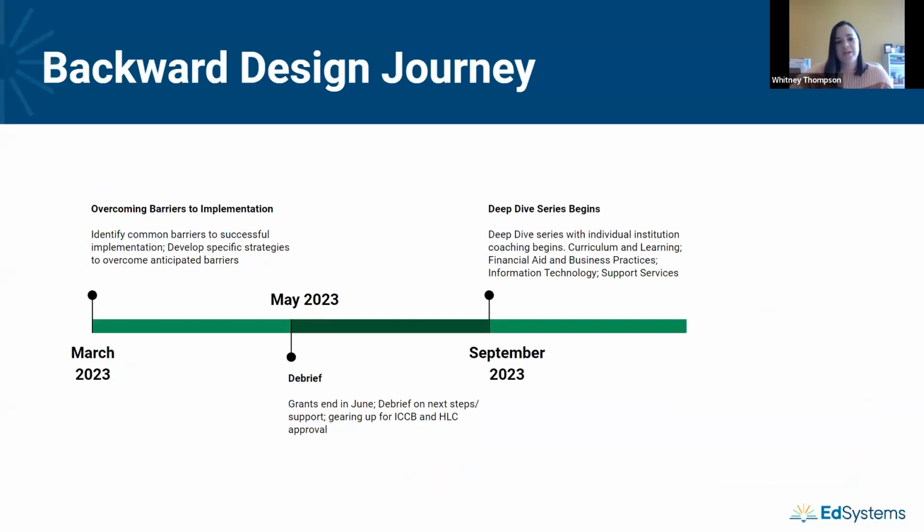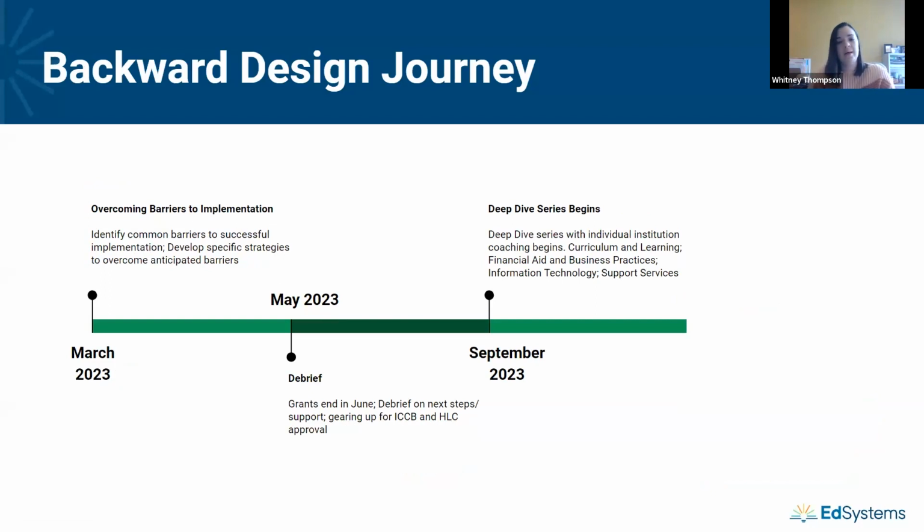And so when we ended our backward design community in May of 2023, which feels like forever ago, it was only a few months ago, we ultimately decided that we needed to dive deeper. They didn't get enough, right? With all these meetings, they wanted more. Glutton for punishment, a little bit, but no, we needed to dive deeper into some of the areas like financial aid and business practices.